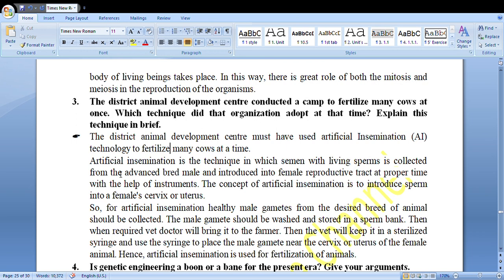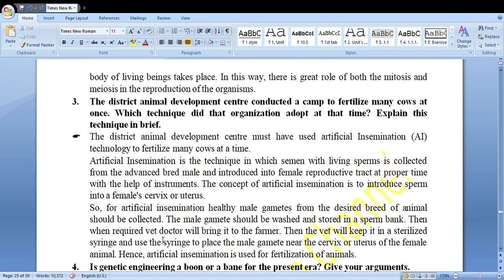Artificial insemination is the technique in which semen with living sperm is collected from an advanced bred male and introduced into the female reproductive tract at the proper time with the help of an instrument. The concept of artificial insemination is to introduce sperm into the female cervix or uterus. So for artificial insemination, healthy male gametes from the desired breed of animals should be collected. The male gametes should be washed and stored in the sperm bank.